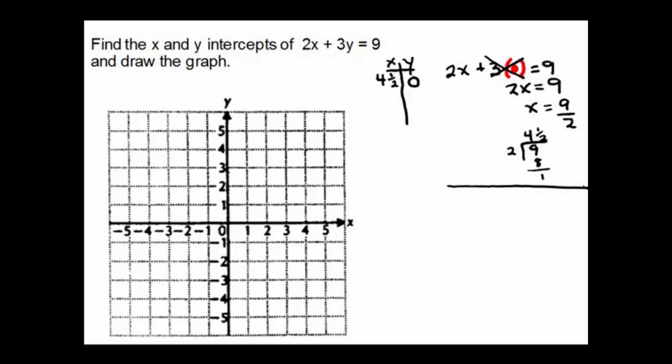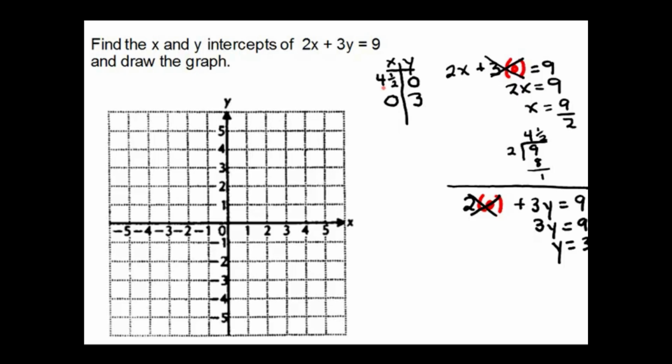Then let's find the y-intercept. For the y-intercept, we'll put 0 into the x. So we go back to the original equation, except we're going to substitute 0 into the x. This piece cancels, so we have 3y equals 9. Divide out the 3, so we get y equals 3. Now we have two ordered pairs. We can draw the graph.